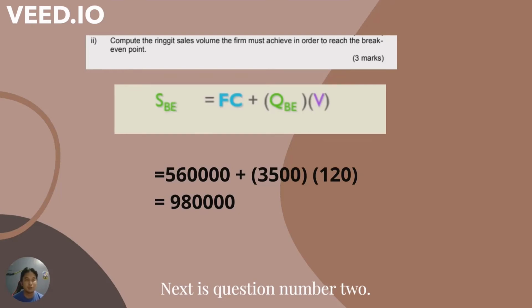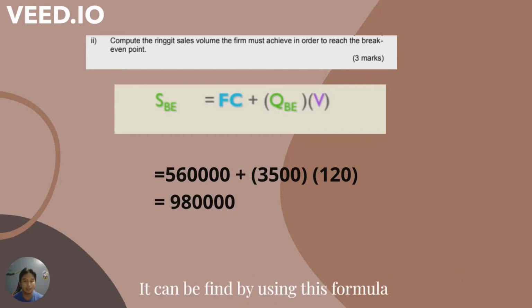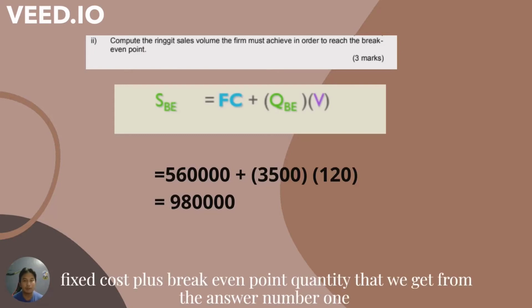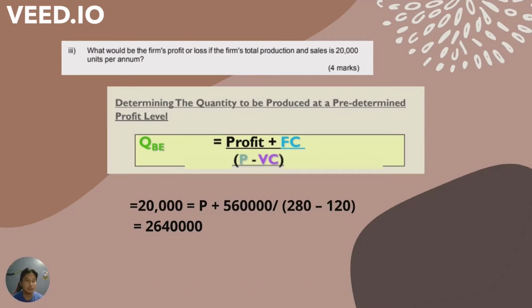Next is question number 2. Compute the ringgit sales volume the firm must achieve in order to reach the break-even point. It can be found by using this formula: fixed cost plus the break-even point quantity that we get from the answer to number 1, then multiplied by the variable cost. So we get the answer 980,000.